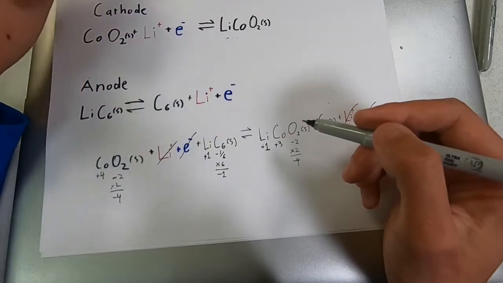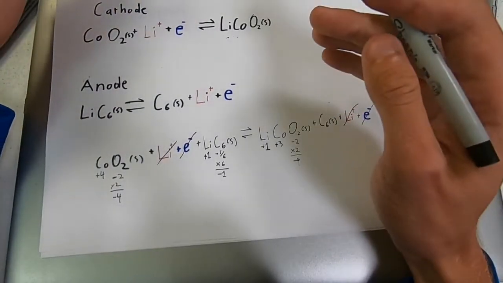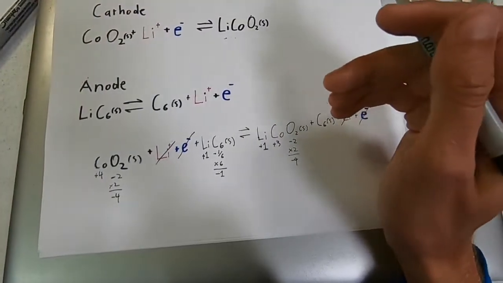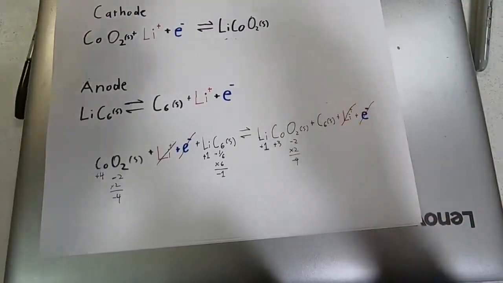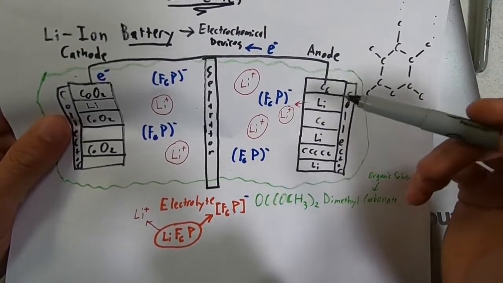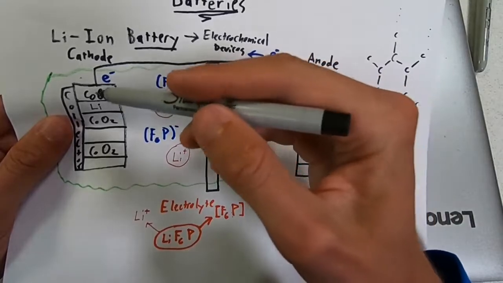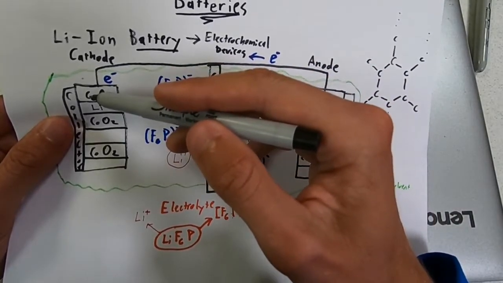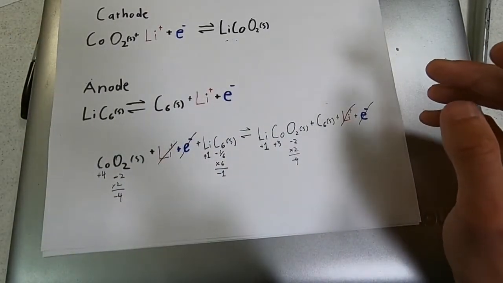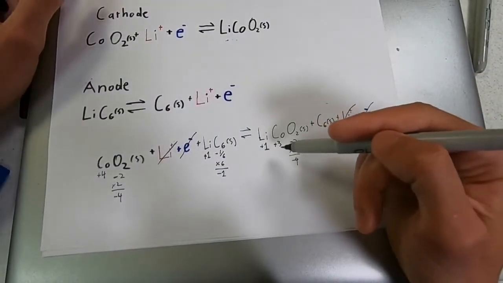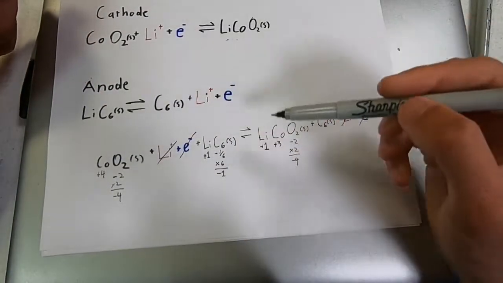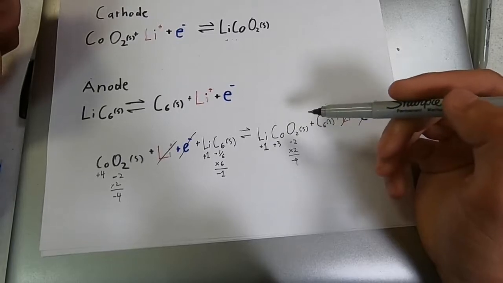So over here, our cobalt had a +4 oxidation state. However, it's been reduced, its charge has been reduced, which means it's gained an electron. Looking at our battery here, an electron moved over from the anode side and came over here, where it gets accepted by our cobalt, which really wanted to accept that electron. So it now has accepted that electron, so it has gone from +4 to +3.